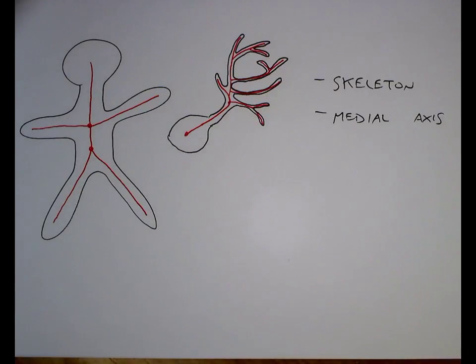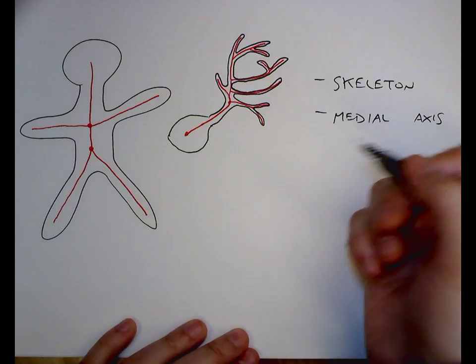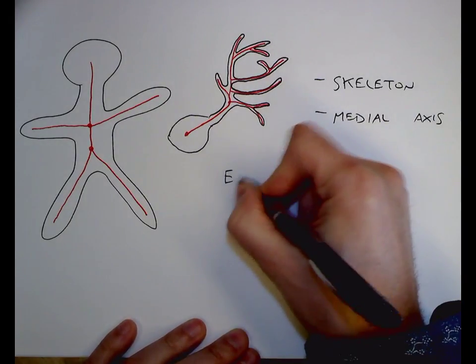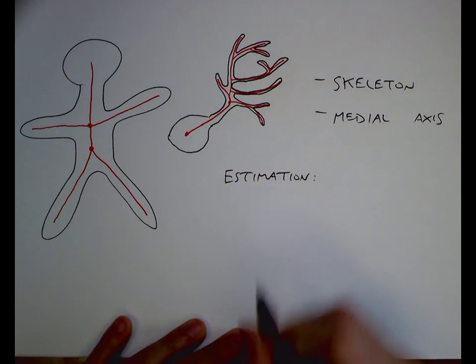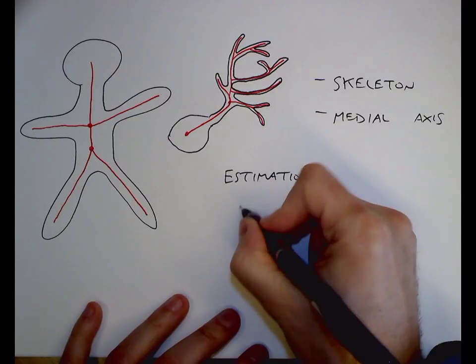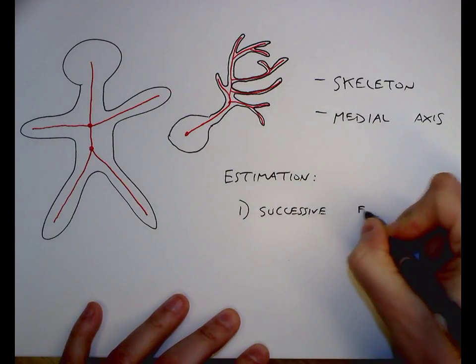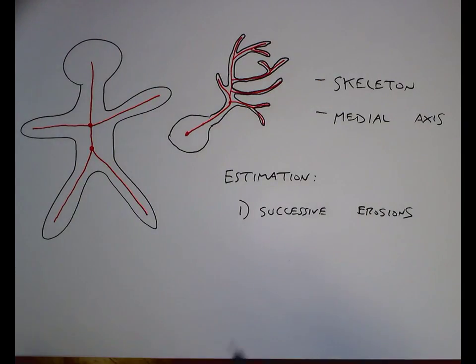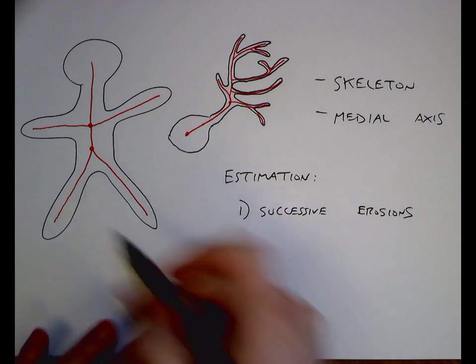The details of how you estimate this skeleton, there are a couple of ways. One way, and I'll just say this in a very high-level way, has to do with what we talked about last time: you could imagine getting there by a series of successive erosion-type steps. I keep peeling away the boundary of this contour until I get just down to the center line.